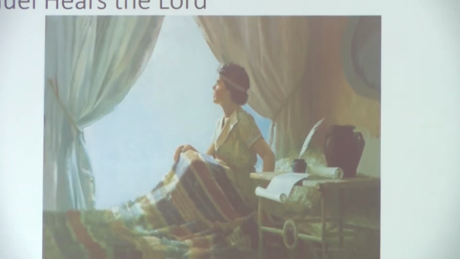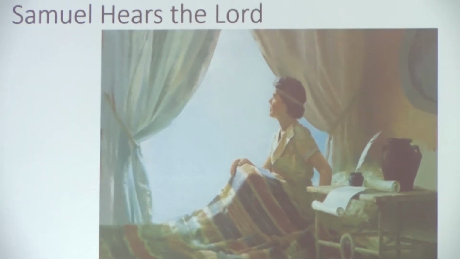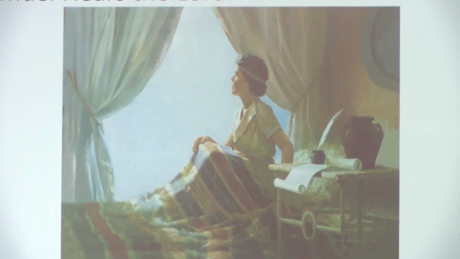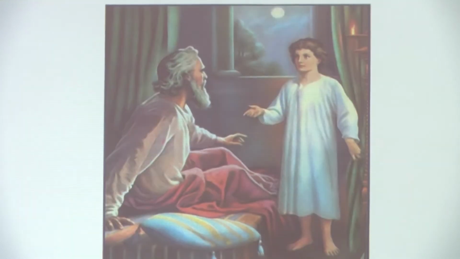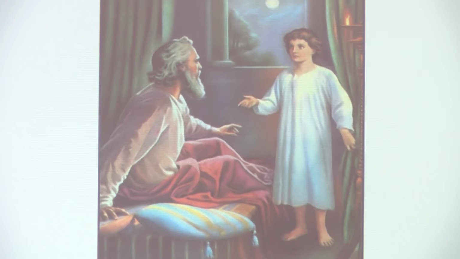We find out when he was about 12 years old, he has a dream one night. He thinks Eli is calling him, and I think most of you remember this story and are quite familiar with this next slide of this 12-year-old boy going to Eli and saying, "What did you call me for?" And Eli makes it very clear to him, "I didn't call you. You were being called by the Lord." And this is the time, according to the book of Samuel, when Samuel is being told that he has a responsibility.